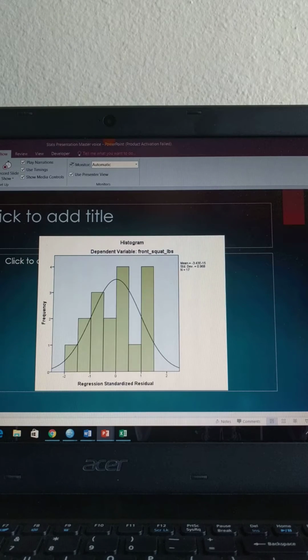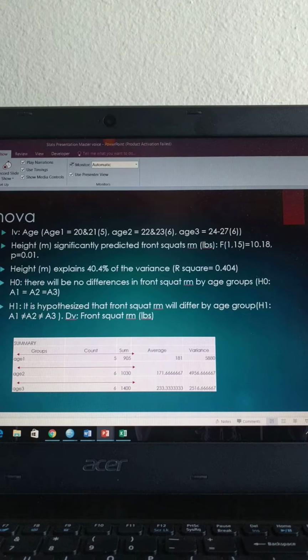And then here is the histogram again. And then we are following it with ANOVAs. In the ANOVA, we were comparing the IV, which was 3 different age groups. Age 1, ages 20 and 21. Age 2 is 22 and 23 years of age. And age 3 is 24 through 27 years of age. Our null hypothesis was there will be no differences in front squats by age groups. And the hypothesis was that front squat RM will differ by age group.